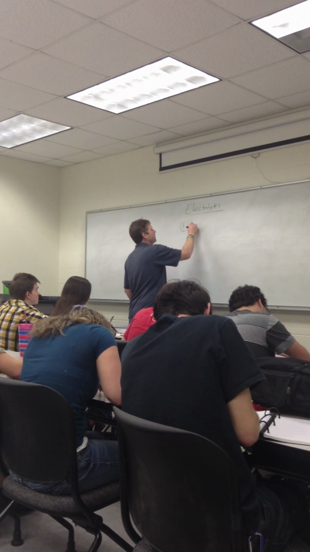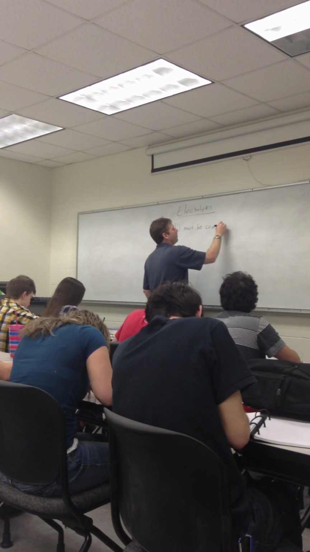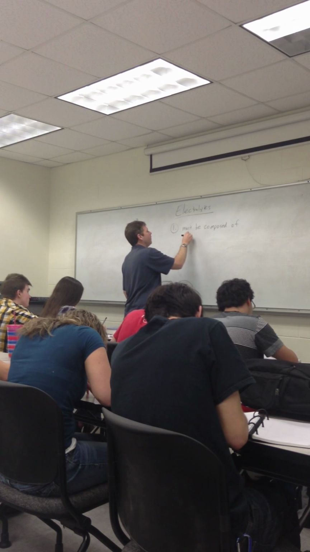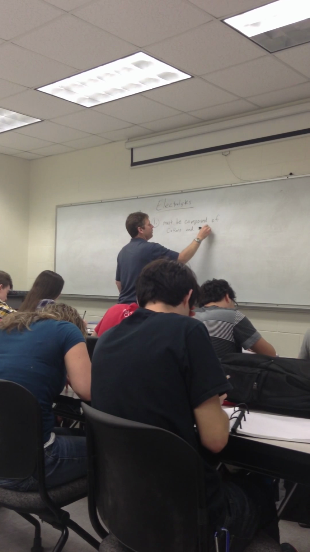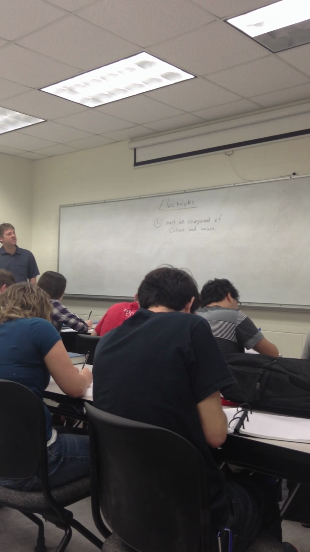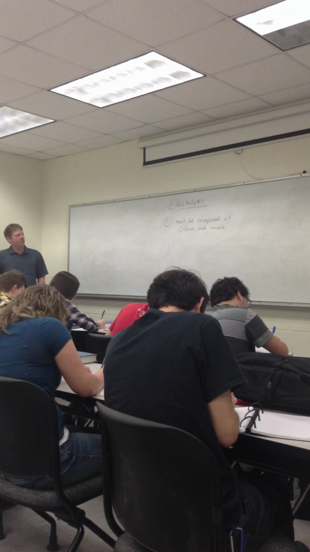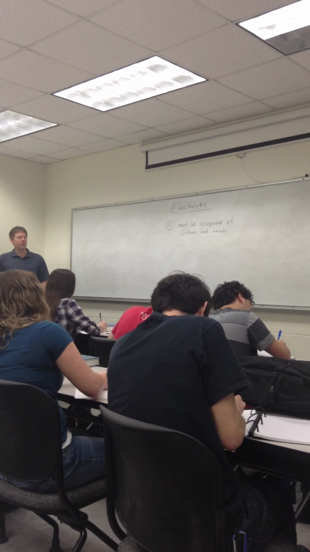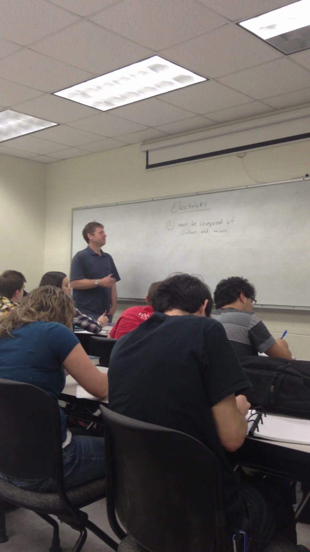Firstly, a prospective electrolyte must be composed of cations and anions. That's pretty straightforward because almost all the chemicals we've talked about in General Chemistry 1 are made of cations and anions. That's kind of a freebie.